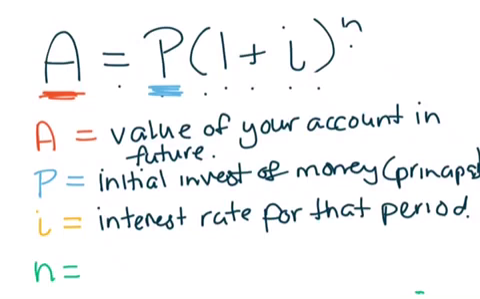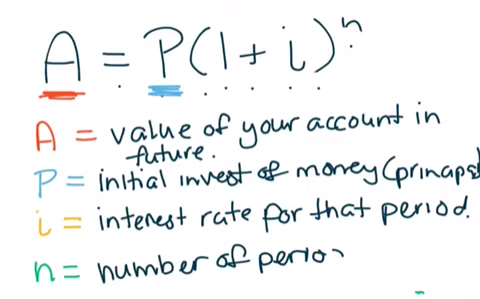And then N, our last value, N stands for the number of periods that you leave your money in the account. Number of periods. So if we're talking on a yearly basis, that's what the question's talking about, and you leave your money in the account for 10 years, N would be 10. But if we're talking about a monthly basis and you leave your money in the account for 2 years, then N is going to be 24 months. So we're going to talk about that in a second.